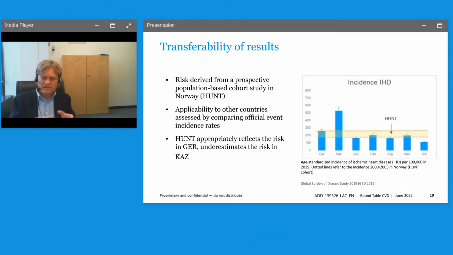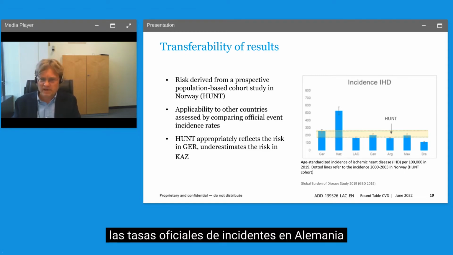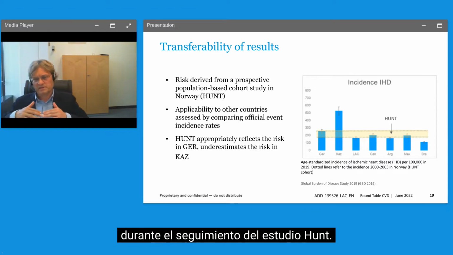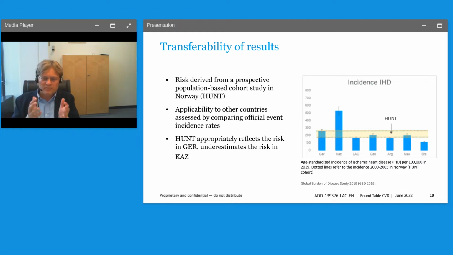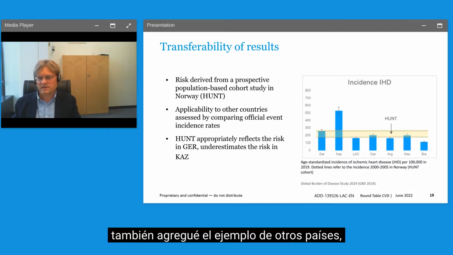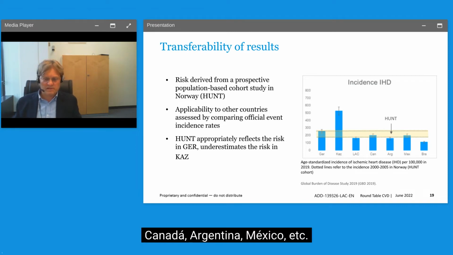And therefore, we really compared the official incidence rates of Germany and Kazakhstan with the incidence in Norway during the follow-up of the Hunt study. And for the purpose of today's presentation, I also added a couple of other countries: Canada, Argentina, Mexico, and so forth.